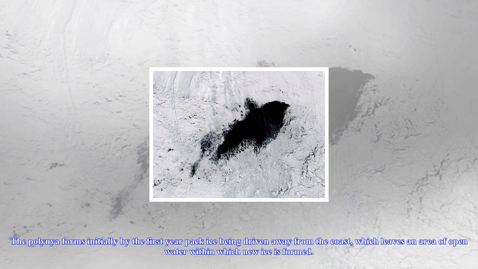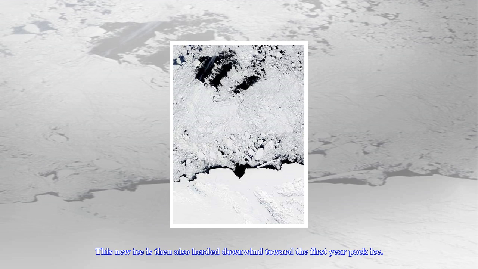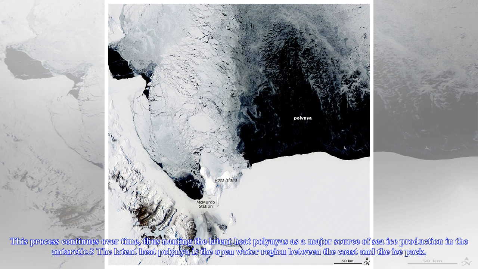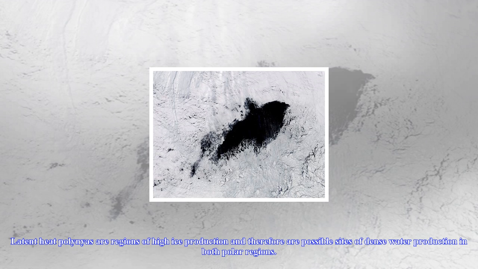The polynya forms initially by the first-year pack ice being driven away from the coast, which leaves an area of open water within which new ice is formed. This new ice is then also herded downwind toward the first-year pack ice. When it reaches the pack ice, the new ice is consolidated onto the pack ice. This process continues over time, thus making latent heat polynyas a major source of sea ice production in the Antarctic. The latent heat polynya is the open water region between the coast and the ice pack.